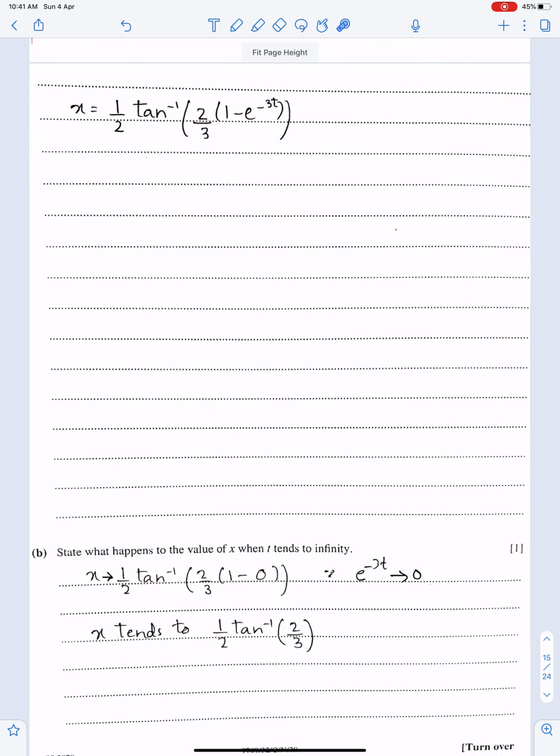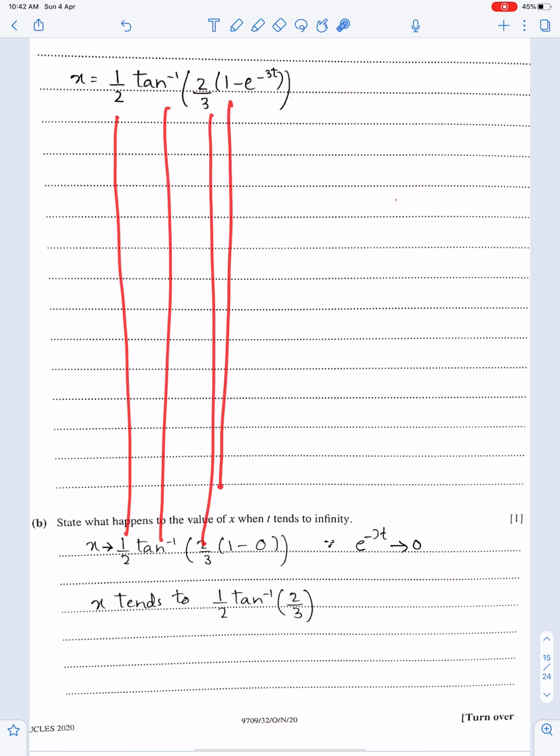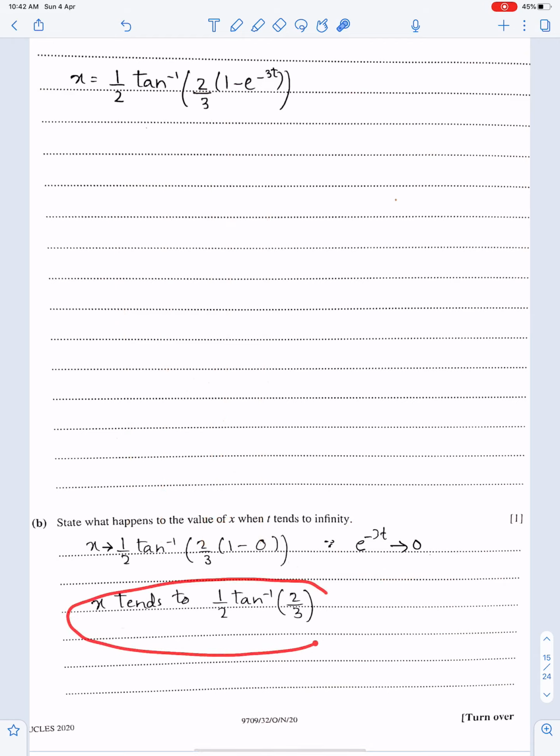Now the next part. State what happens to the value of x when t tends to infinity. Well, when t tends to infinity, then this exponential will tend to 0. Therefore, x will tend to half tan inverse 2 upon 3, 1, and this will be 0. So x will tend to half tan inverse 2 upon 3. This is the answer.